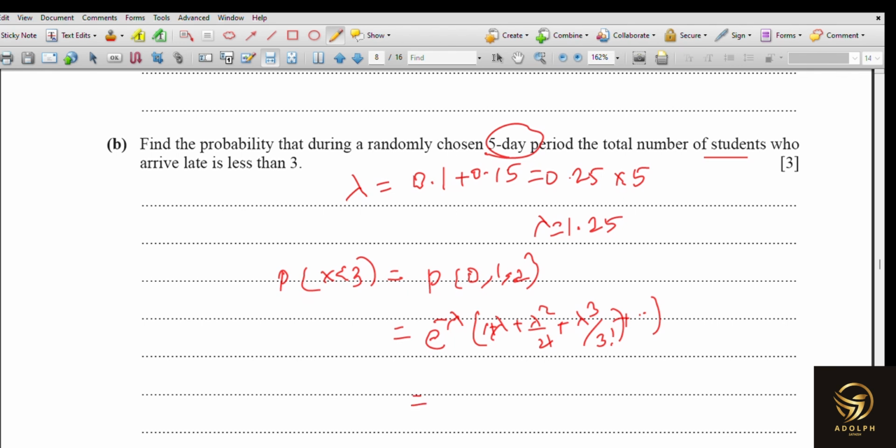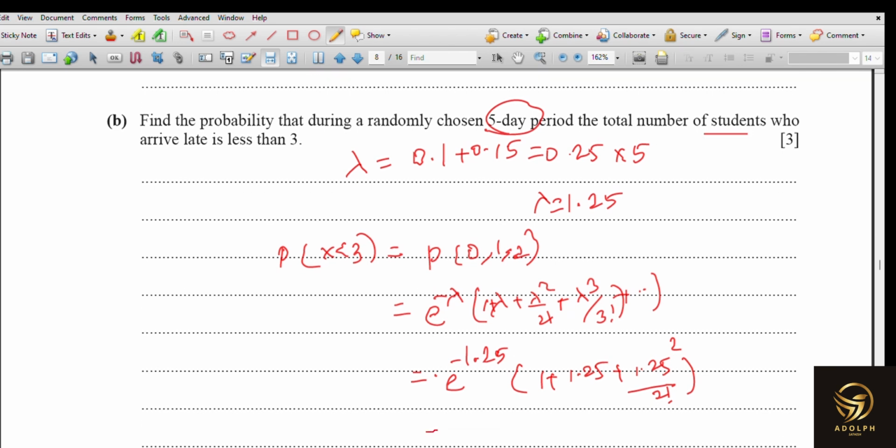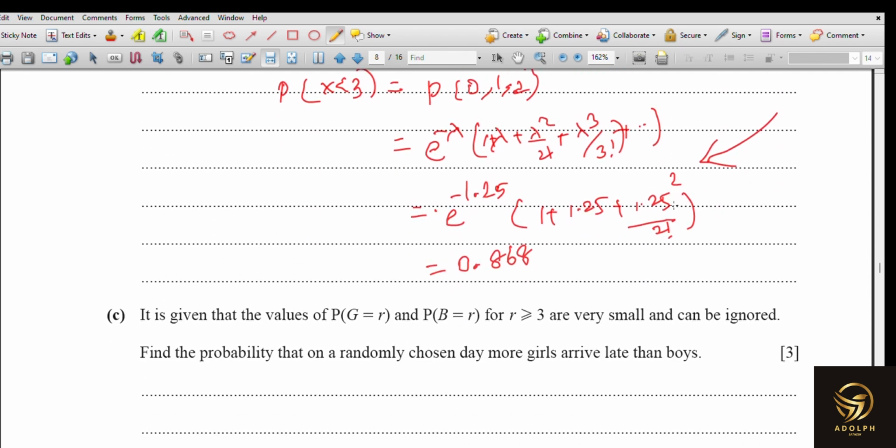And here if you work out, when we are applying the values here, e power negative 1.25 into 1 plus 1.25 plus 1.25 square by 2 factorial, the calculator value is 0.868 I'm getting, and that's it. Even here the concept you want to understand is this lambda, and after that what the formula is and how to apply it. That's it. The calculator will give you the 3 marks if you are doing all this together.